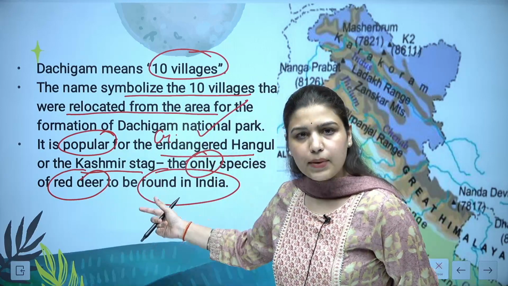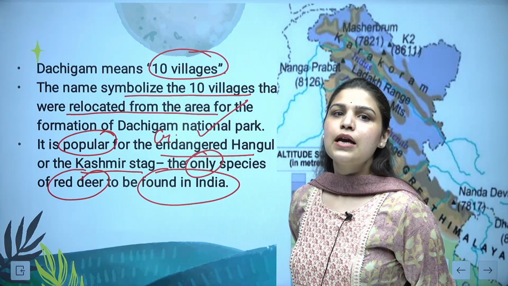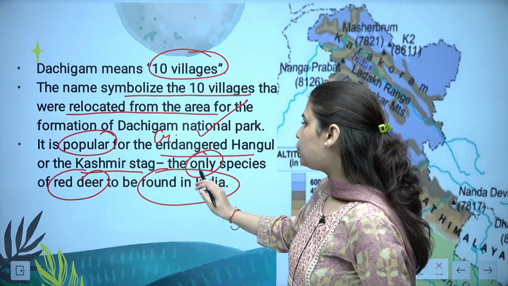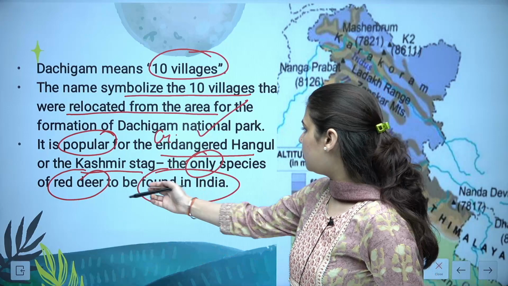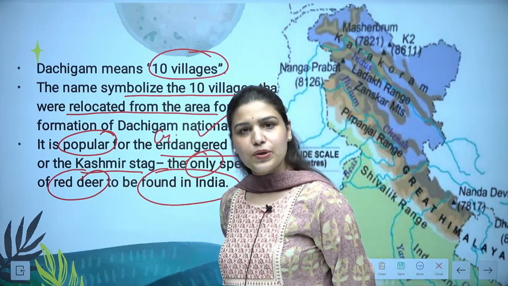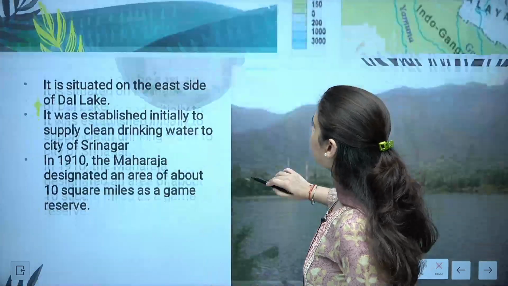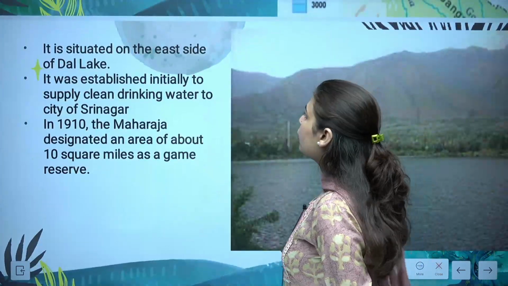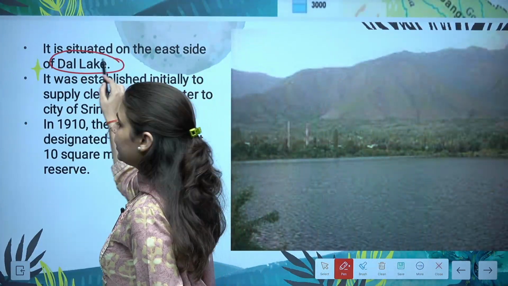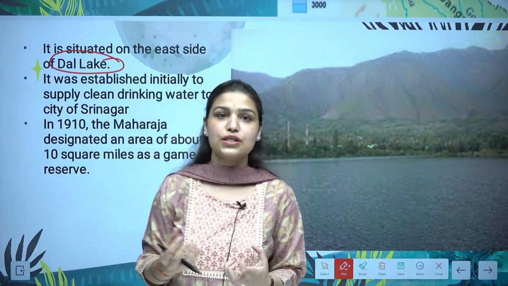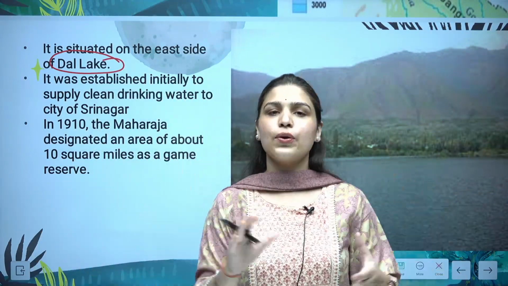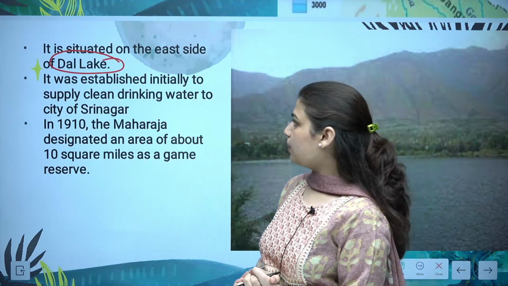So our Dachigam National Park is important because it is the only park which hosts the species of red deer, which is popularly known as Hangul or Kashmiri stag. Moving on, next, it is situated on the east side of the Dal Lake. So Dal Jheel or Dal Lake is a very beautiful lake located in the Union Territory of Jammu and Kashmir.